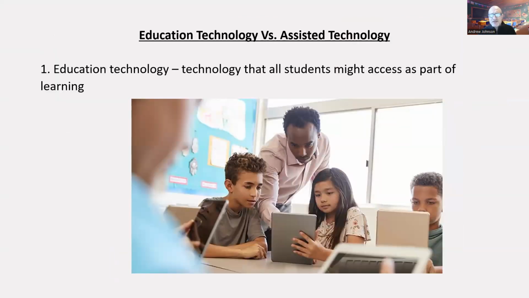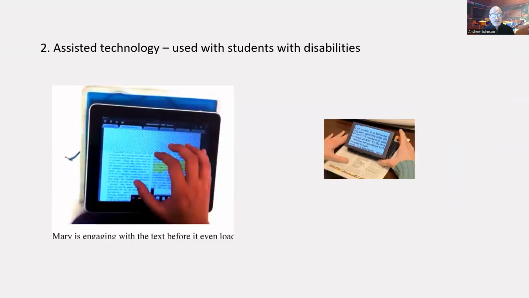Let's look at education technology versus assisted technology. Technically, they're different. Education technology is technology that all students can access as part of learning. Assisted technology is that specifically for students with disabilities. And there's a lot of different assisted technology. Here you see a scanner going over the page to make it bigger.